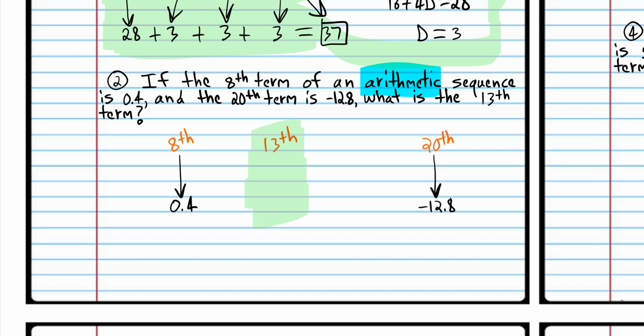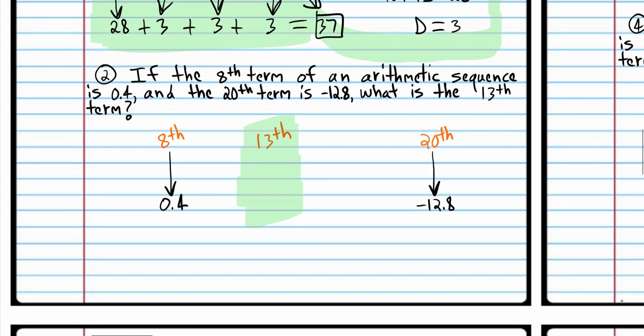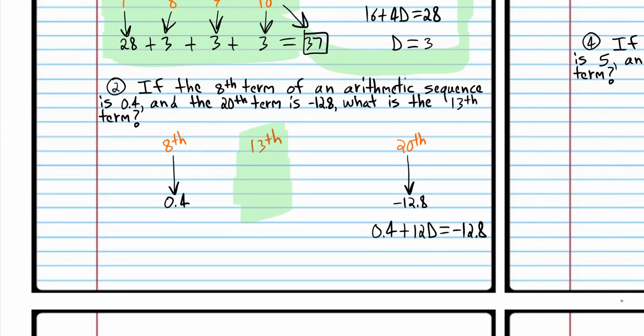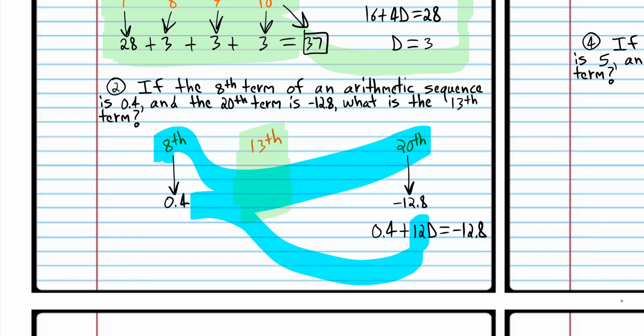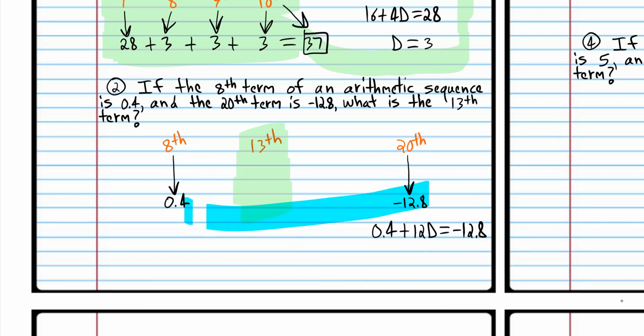So this is an arithmetic sequence, we're told, so we're going to add the common difference to get to the 20th term. So if we start with the 8th term and then add the common difference 12 times, we should get the value of the 20th term. So how did I know to add this blue 12? Well, 20 minus 8 is 12, so that's how many times you have to add it to get to the 20th term. So if we solve this equation, we get negative 1.1.